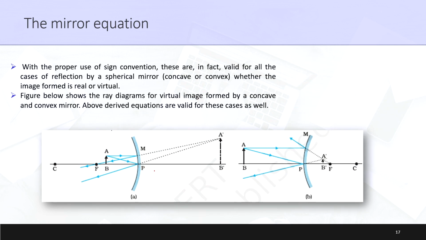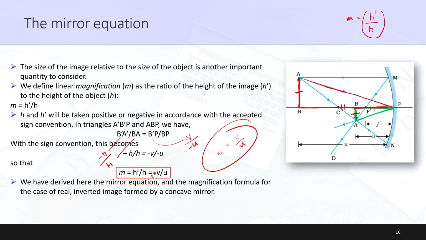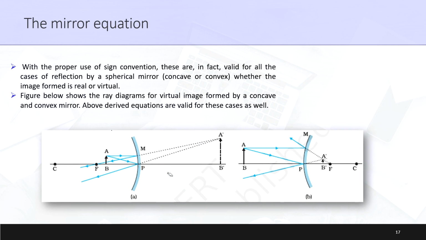So, with the proper use of sign convention, these are in fact valid for all the cases of reflection by a spherical mirror, concave or convex, whether the image formed is real or virtual. So, basically what they are trying to say is that it does not depend on whether the mirror is convex or concave, it only depends on this part, that the mirror equation is valid for both the cases. Okay, so that is only written here. Let us move on.